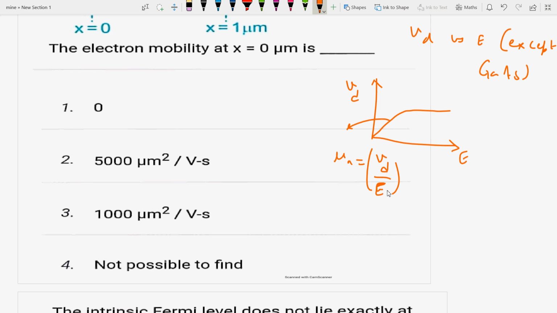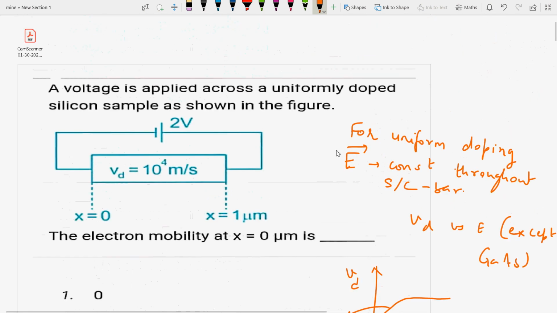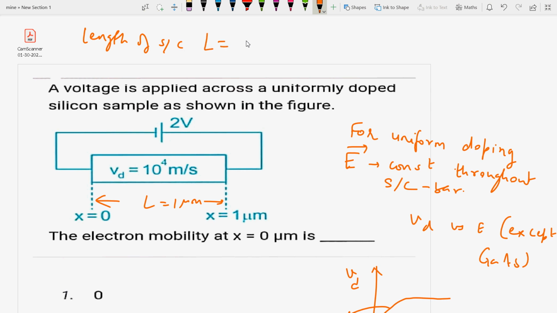Now calculation, what have you been given? You have been given the length of the semiconductor. This is actually the length, okay. This length is around 1 micrometer. So the length of the semiconductor is 1 micrometer. Drift velocity of electrons is 10 to the power 4 meter per second.